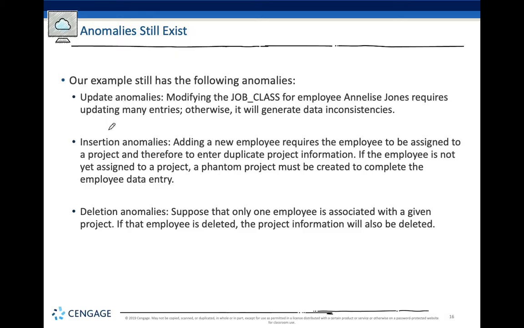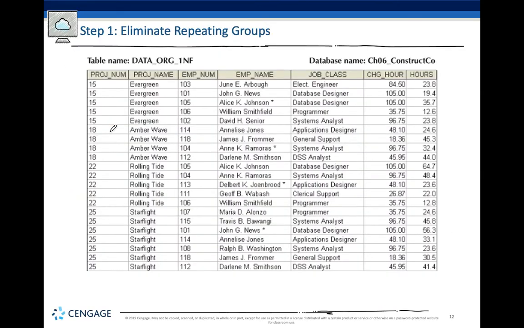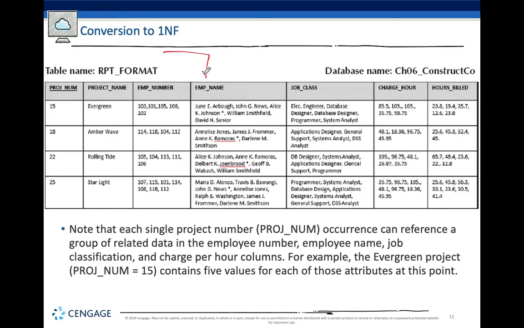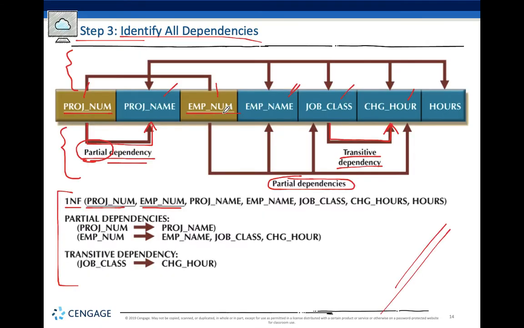So that's for first normal form, right? Just to review, we got from our original data set to the first normal form by following 3 steps. The first step, we eliminated repeating groups by separating out the data, right? Second step, we identified the primary key. So what is the primary key that uniquely identifies each row here? It is the combination of project number and employee number. And third, we identified all dependencies.